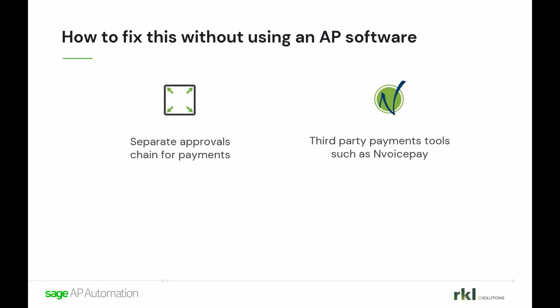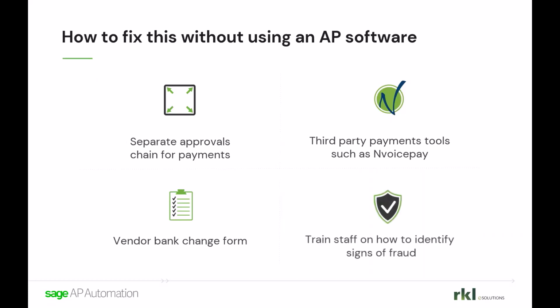Or you could also start using something as simple as a vendor banking change form to initiate the changes in vendor banking details. So when a vendor asks for their details to be changed, you could always ask 2 or 3 questions to actually confirm the legitimacy of the request. So for example, their last payment date, what their last invoice amount was, to make sure that it's definitely the vendor you're speaking with. And then last but not least, of course, you can train your staff on how to identify signs of fraud.